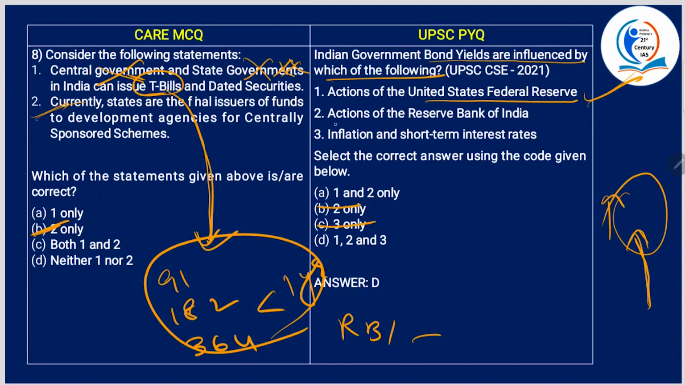B and C are gone. Actions of the Reserve Bank of India? Yes. If the United States Federal Reserve Bank, which is not in India, itself is influencing our bond yields, then why not the federal bank which is there in India, that is our federal bank, Reserve Bank of India, that it will compulsorily have effect, right? So, 1 and 2 are correct. Inflation and short-term interest rates? Yes. So, 1, 2, 3, all of them are correct.